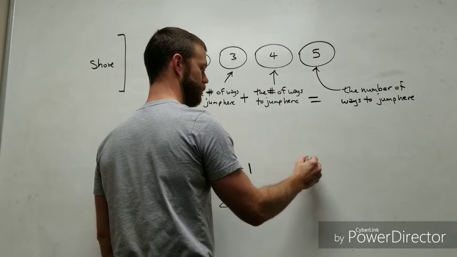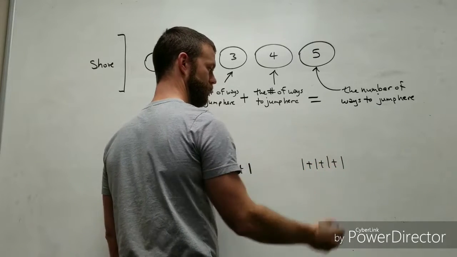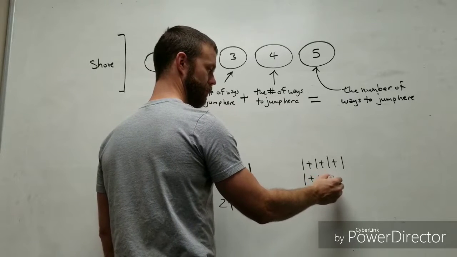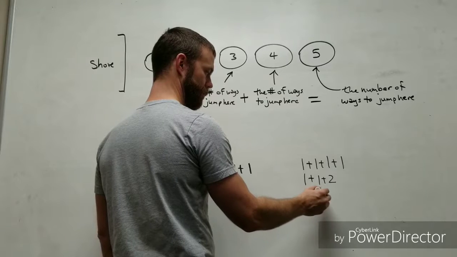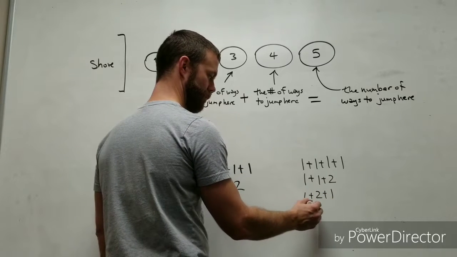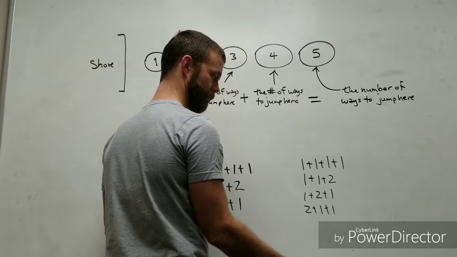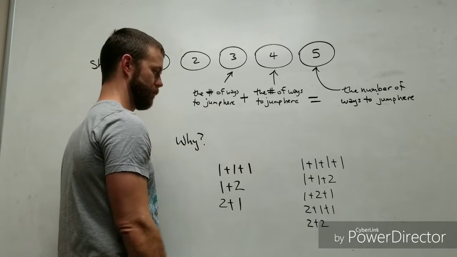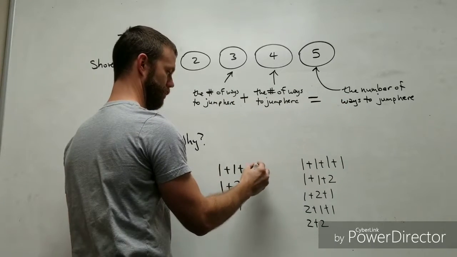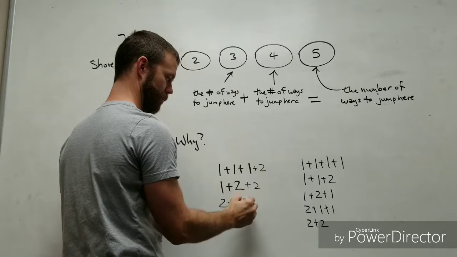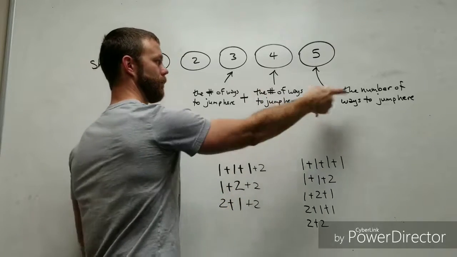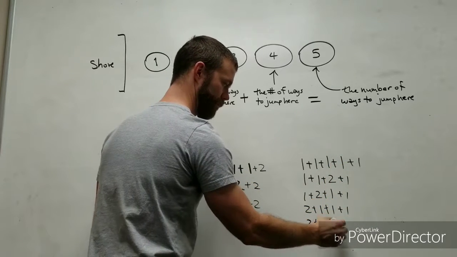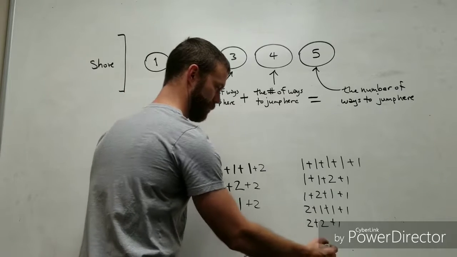How about the number of ways we can get to the 4th lily pad? 1 by 1 by 1 by 1, 1 by 1 by 2, 1 by 2 by 1, 2 by 1 by 1, or 2 by 2. Now, that's it. How many ways can we get to the 5th lily pad now? Well, we just jump from the 3rd by 2. Or we jump from the 4th by 1. So, 3 ways plus 5 ways is 8 ways.